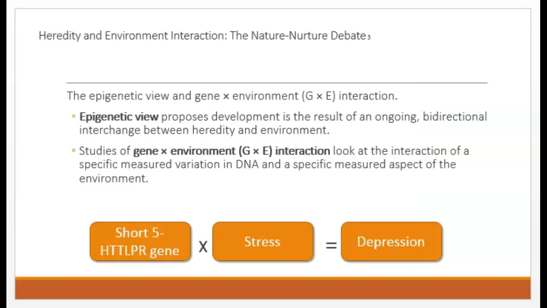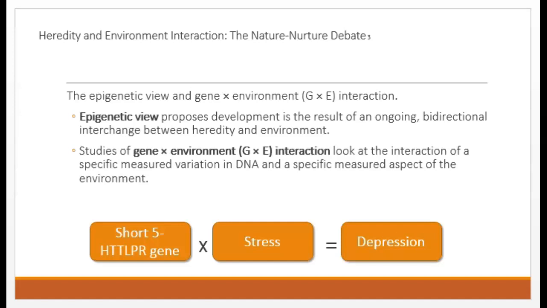Studies of gene by environment interaction look at the interaction of a specific measured variation in DNA and a specific measured aspect of the environment. For example, one study found that individuals who had a short version of a gene labeled 5-HTT-LPR had an elevated risk of depression only if they also led stressful lives. Having the gene alone didn't lead to depression. Leading a stressful life alone didn't lead to depression, but the interaction of the two did.